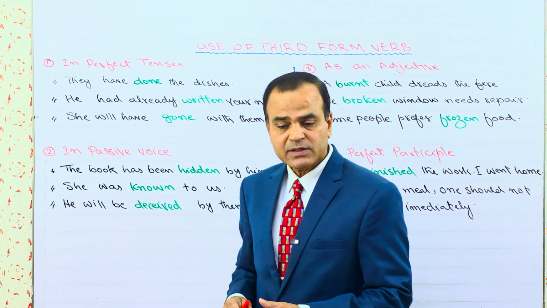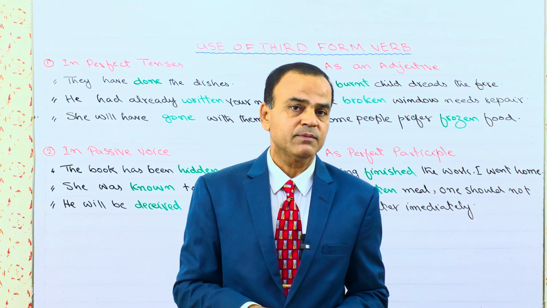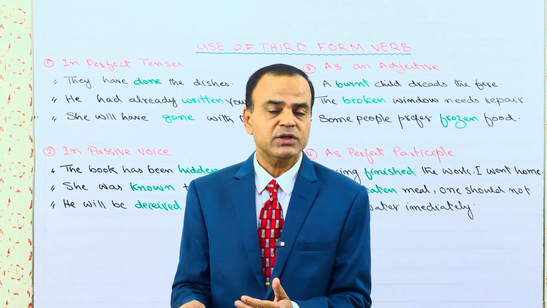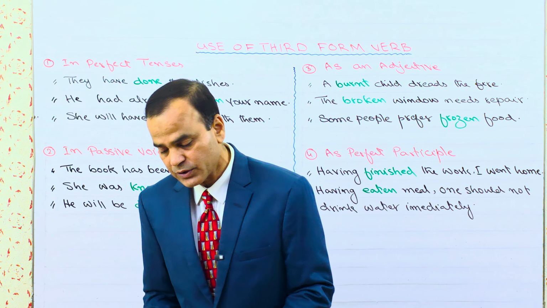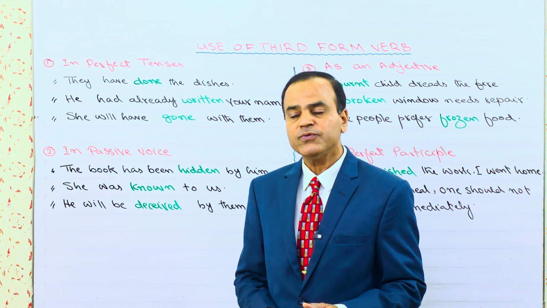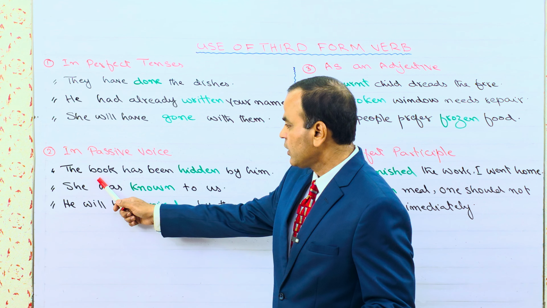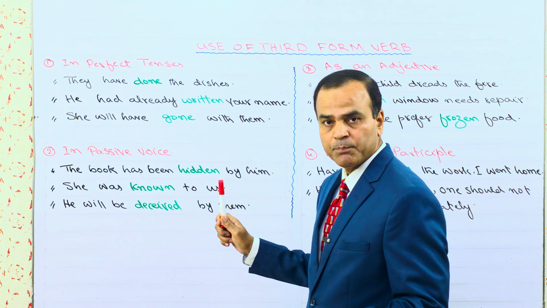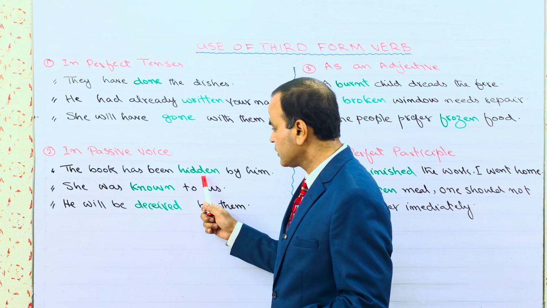Means the basic rule that we follow while changing a sentence from active to passive is to change the form of the verb. And then we change the places of subjects and objects and then a few other additions. So let's also have a look at the second use of the third form of verb. In passive voice, like, the book has been hidden by him. This is the passive voice of present perfect and we are using the third form.